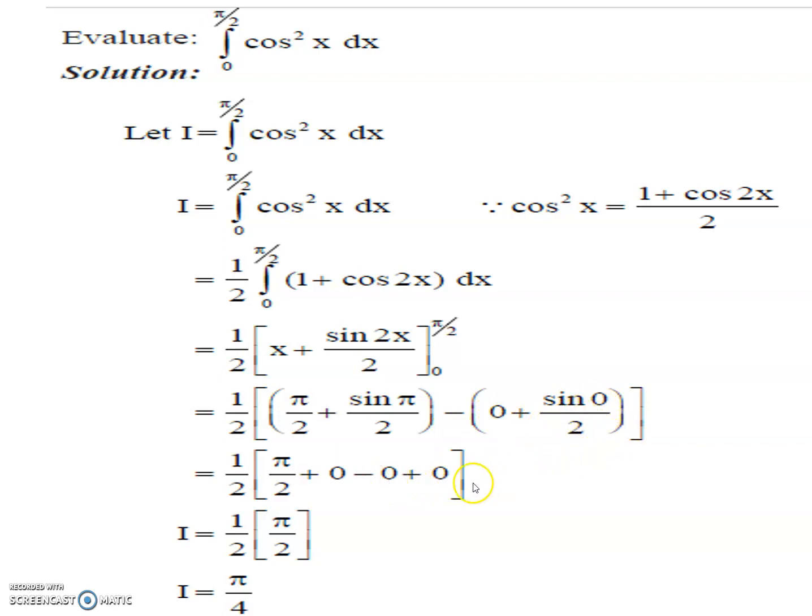We have to substitute the values: sin 0 is 0, and sin pi is obviously 0, so pi by 2 is the final bracket value. 1 upon 2 into pi by 2, the final answer is I is equal to pi by 4. So in this way, for the integration from 0 to pi by 2 of cos square x, we have derived I is equal to pi by 4.